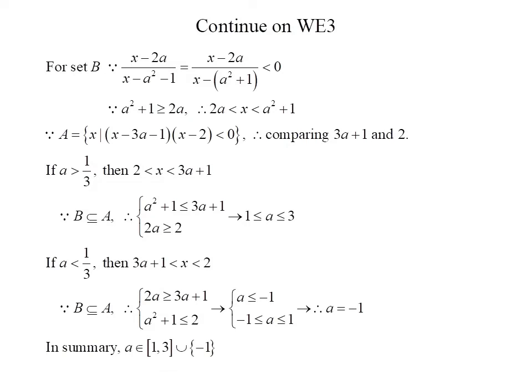Therefore, in summary, in order to satisfy the requirement that set B is a subset of set A, the value range of a is between 1 and 3, including both endpoints, plus the point a equals -1.